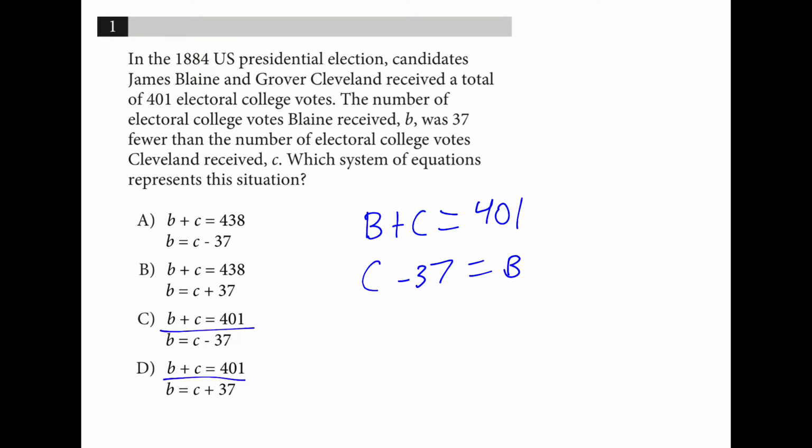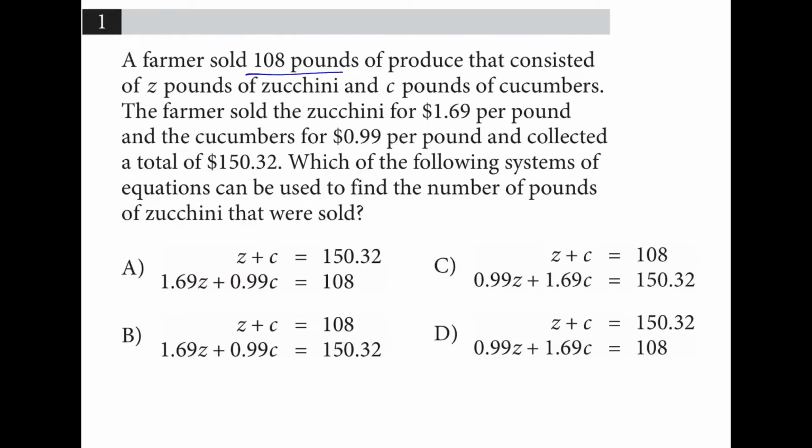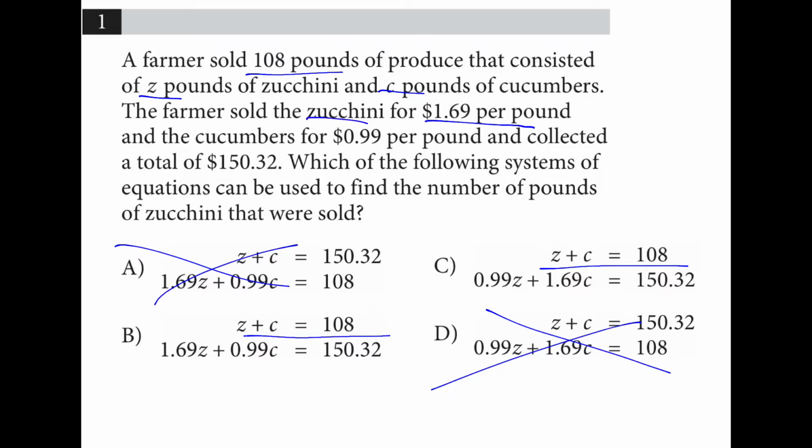Here and here, that's probably the easier one to do. And this is correct because it has C minus instead of C plus. 108 pounds total, Z plus C. So Z plus C should equal 108. Tells me these two are wrong. And then $1.69 per pound for zucchini, so it should be 1.69 Z and 0.99 C, and a total of 150. That's why B is the answer.